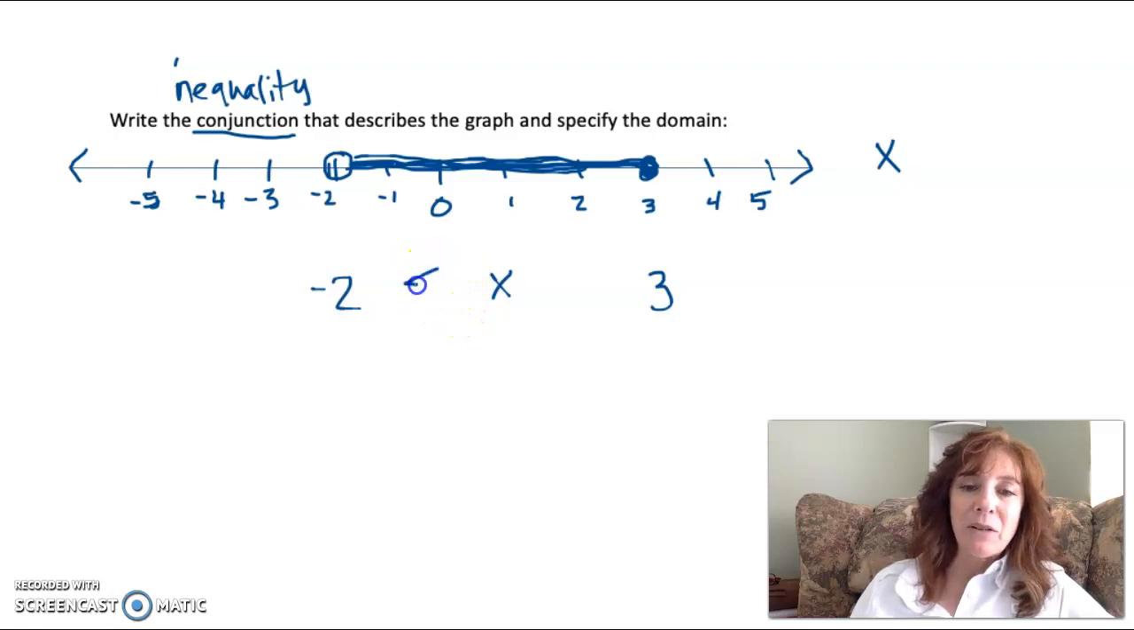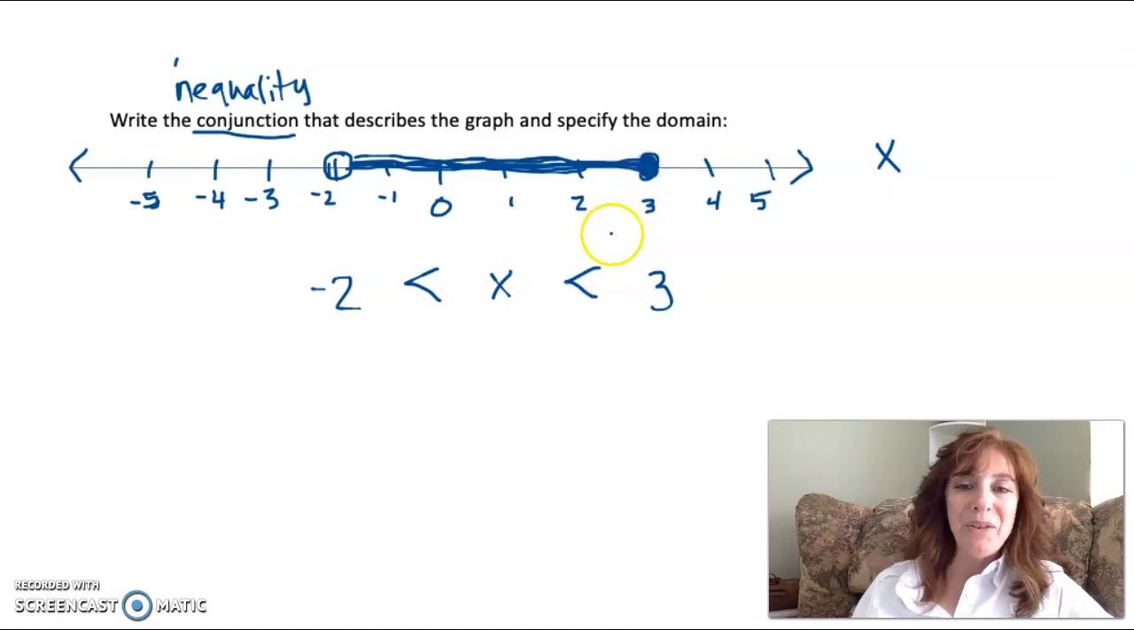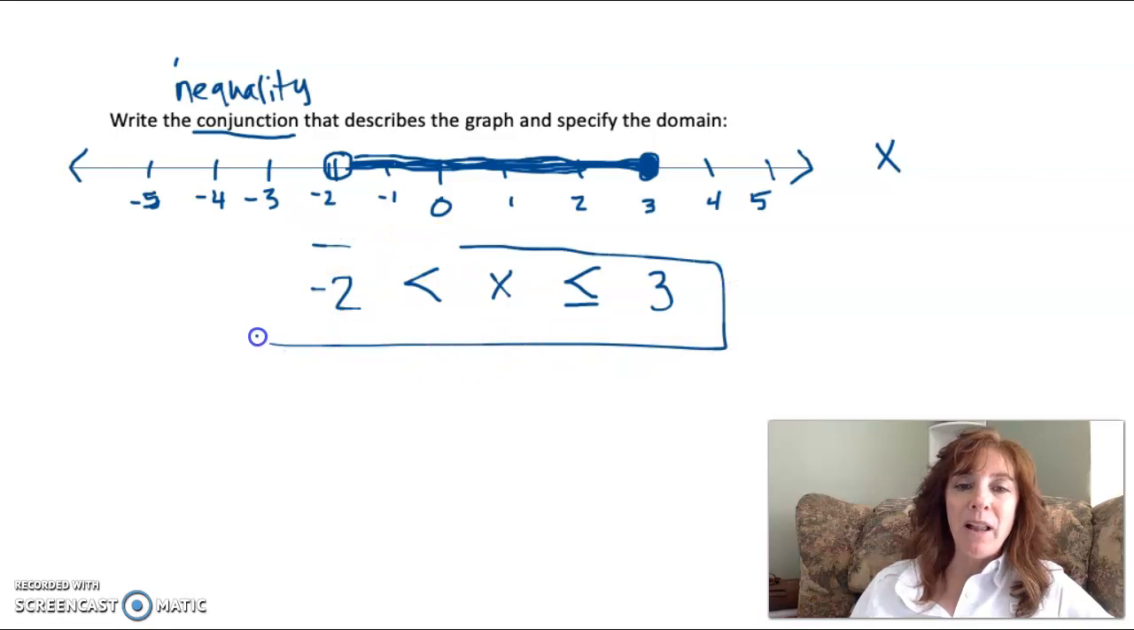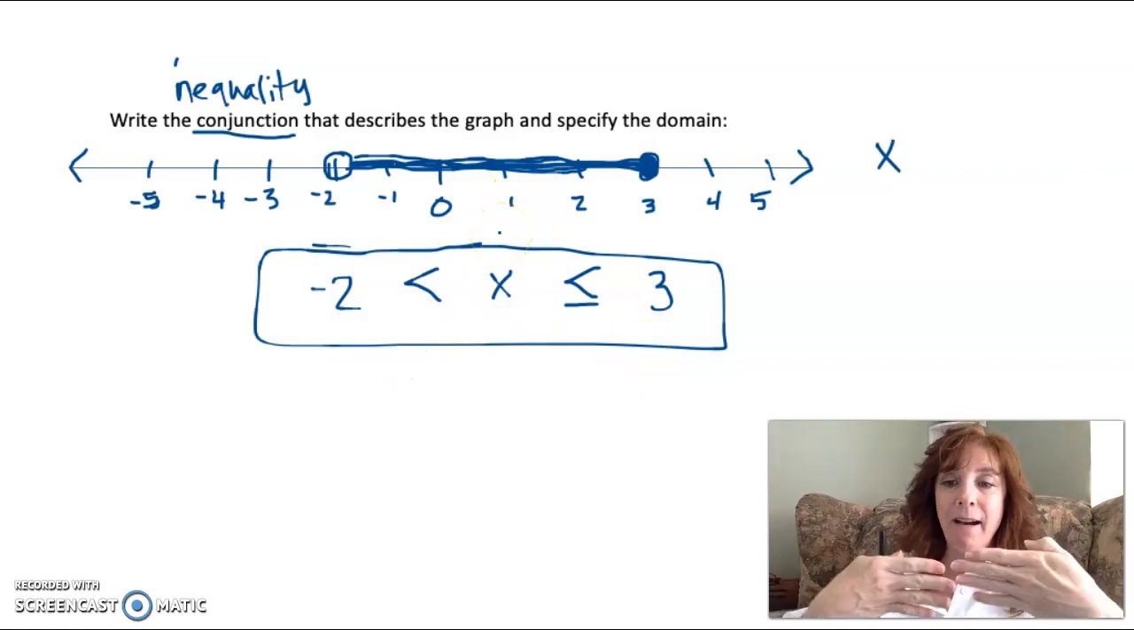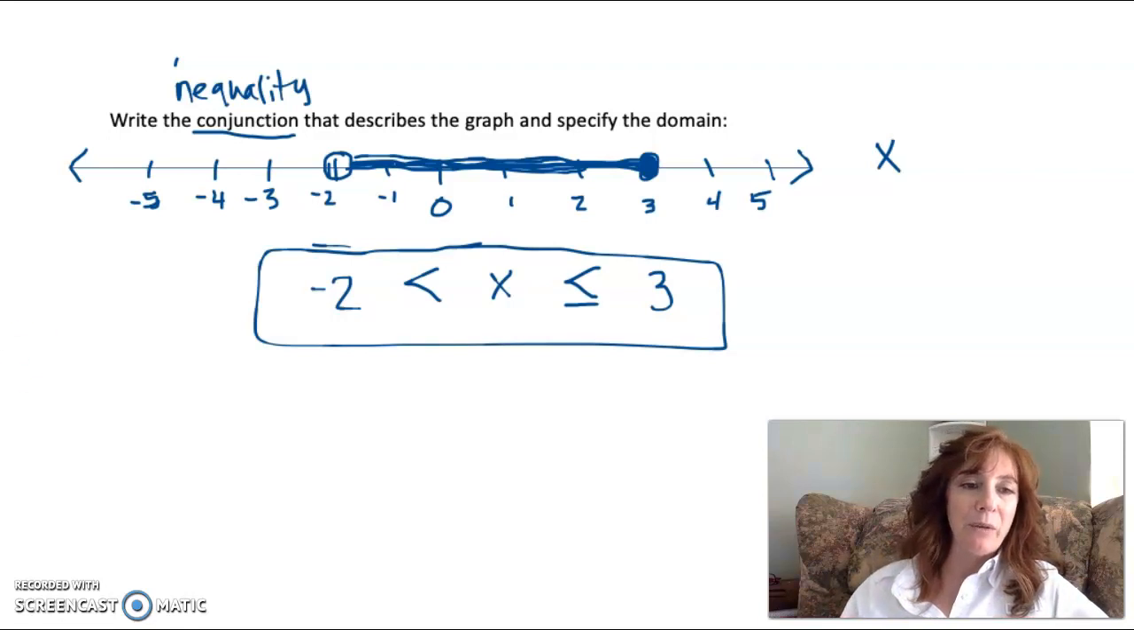So if x is greater than -2, the alligator mouth faces the x, right? X also has to be on the left of +3. That means x has to be less than 3, and on 3 we have a colored in closed circle, so that means it can also be 3. It is touching 3. Now I have quickly written the inequality or the conjunction that represents this graph. Conjunction means to come together, and so x comes together between -2 and 3.